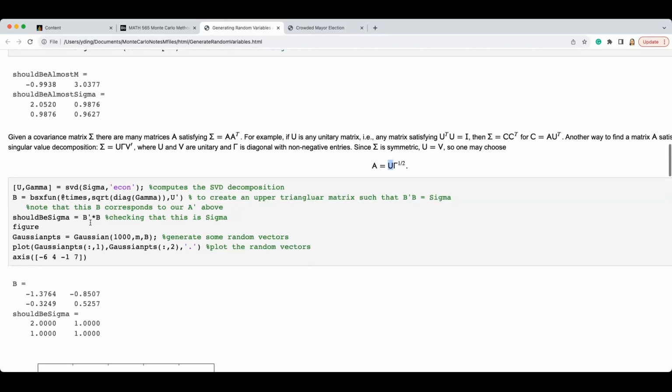Okay. So here we try to do an SVD, singular value decomposition, to get this U and gamma. Sorry, gamma is the diagonal matrix, U is what we have. And then we take the square root of the diagonal gamma. So you can see it as diag.